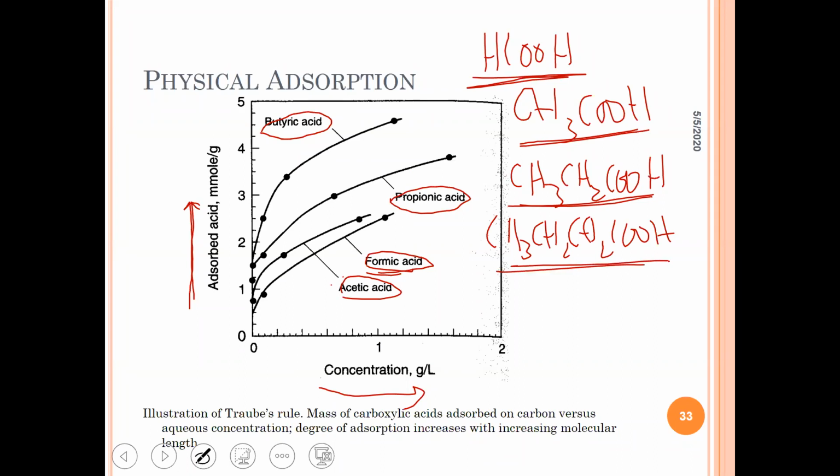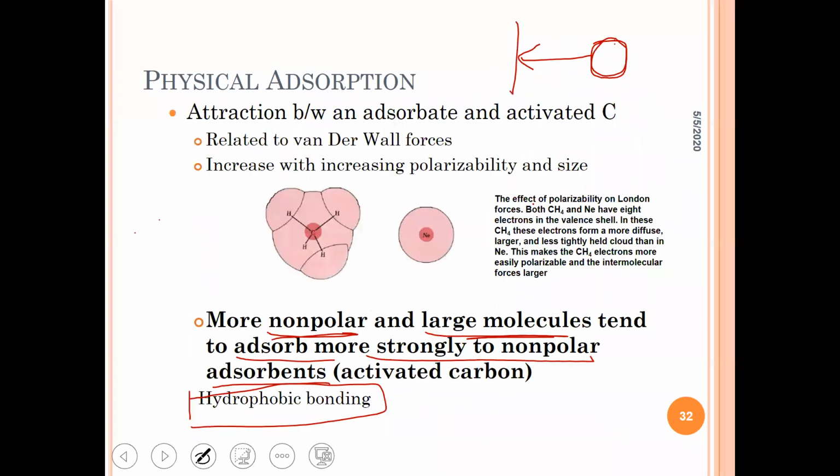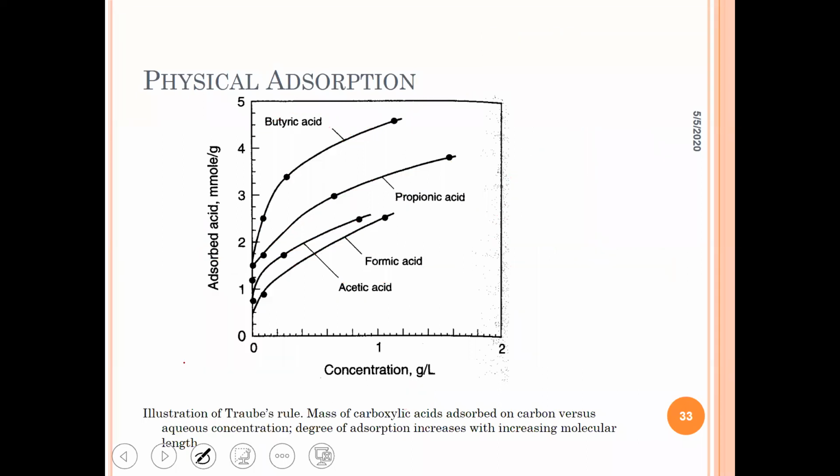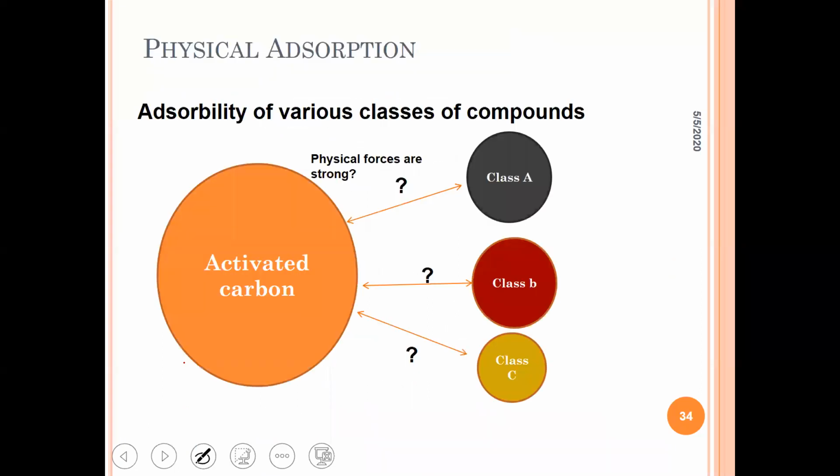So if you see the size, the adsorption is increasing as size is increasing. So butyric acid has more adsorption as compared to all three of them because the size of butyric acid is larger. So more non-polar and large molecules tend to adsorb more strongly to a non-polar adsorbent, which is clear from this example. This is not a very good example, but anyway, it gives one clear picture.